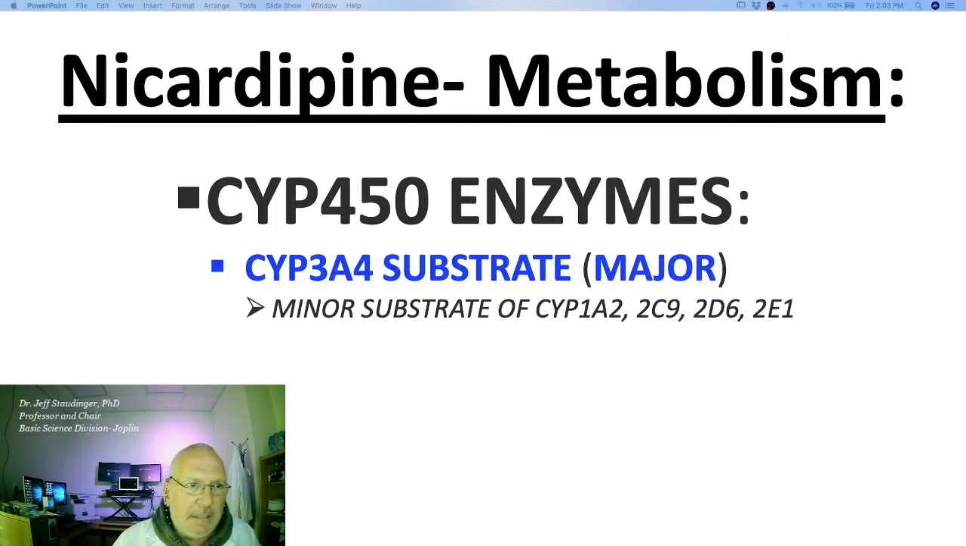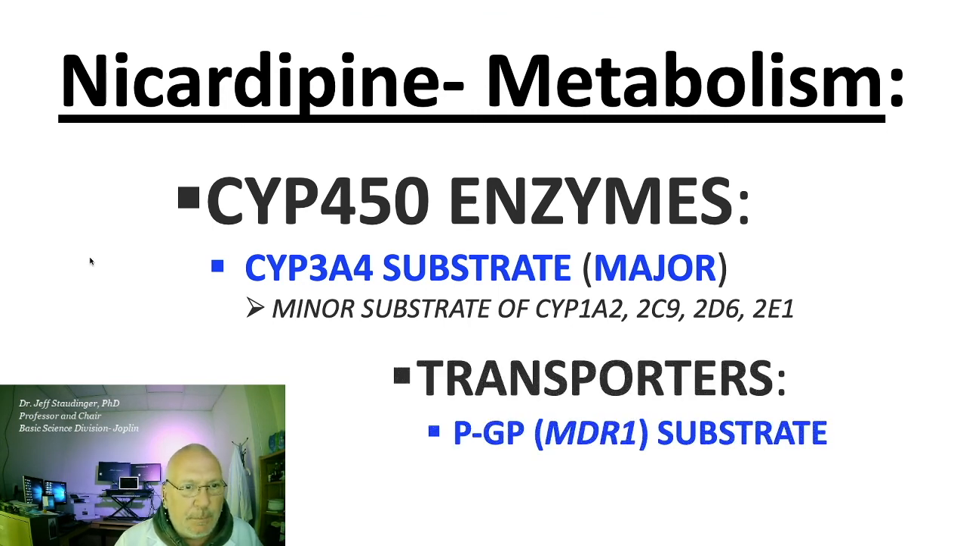And finally, with respect to nicardipine metabolism, it's a major substrate of CYP3A4, one of the more important drug metabolizing enzymes in your patient's liver and intestine. It's a relatively minor substrate of other CYPs, including CYP1A2, 2C9, 2D6, and 2E1. It's also a major substrate for P-glycoprotein, which is encoded for by the MDR1 gene. It's a drug efflux transporter. So oral nicardipine goes through heavy first pass metabolism, whereas IV nicardipine does not.